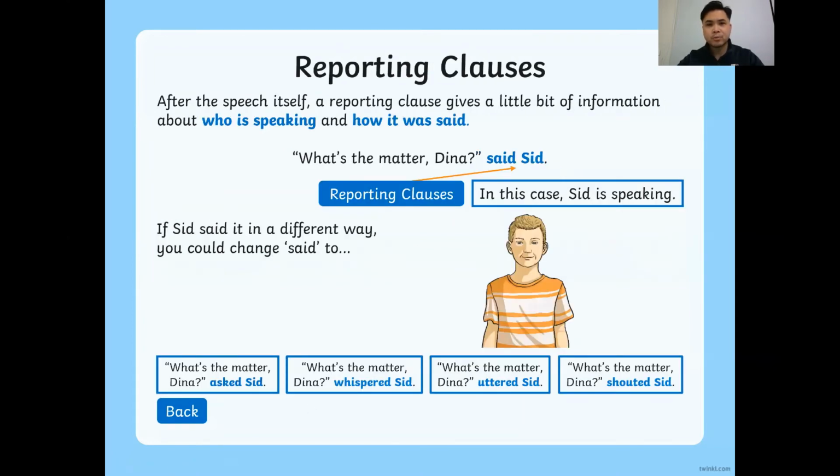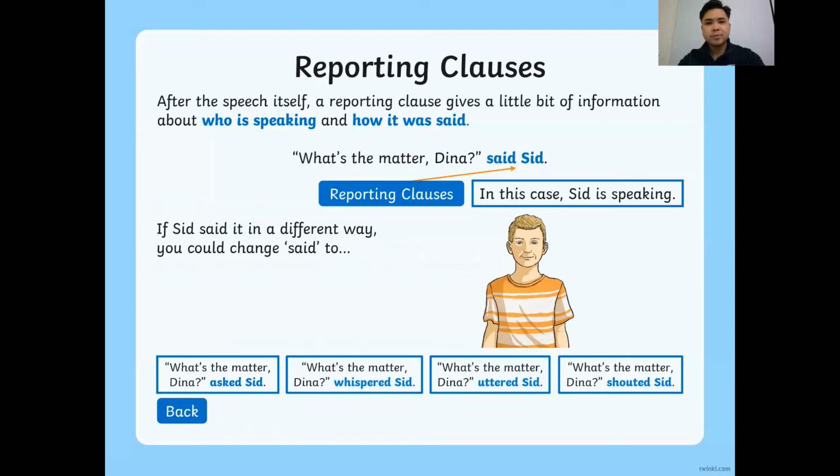Okay, here's a reporting clause. This is something new. After the speech itself, a reporting clause gives a little bit of information about who is speaking and how it was said. So "What's the matter, Dina?" said Sid. So that part where it says said Sid, that's the reporting clause, okay? Because Sid is the one speaking.